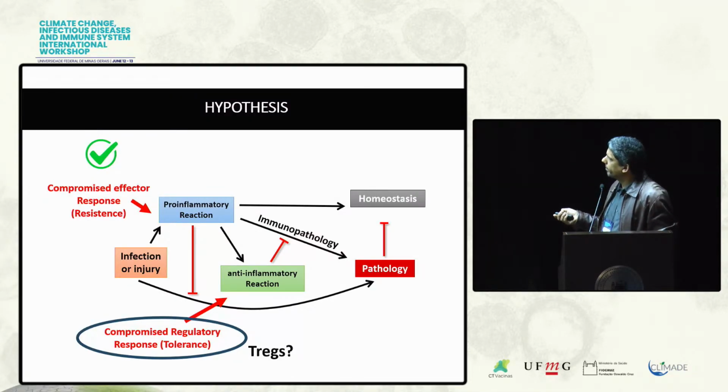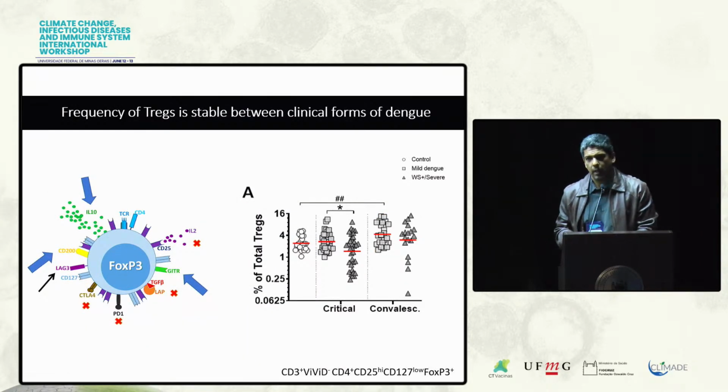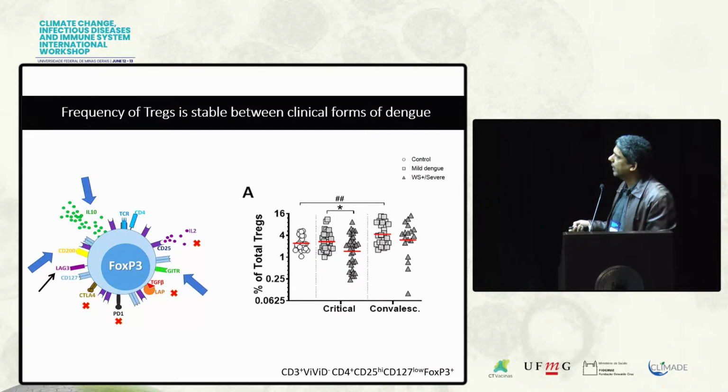So we decided also to check the other hypothesis about the compromised regulatory response, and we decided to evaluate Tregs, which are the master regulators of peripheral tolerance, and Tregs employ several mechanisms to regulate immune responses, including the production of IL-10 and several inhibitory receptors like GITR and CD200, which I'm going to show in a bit.